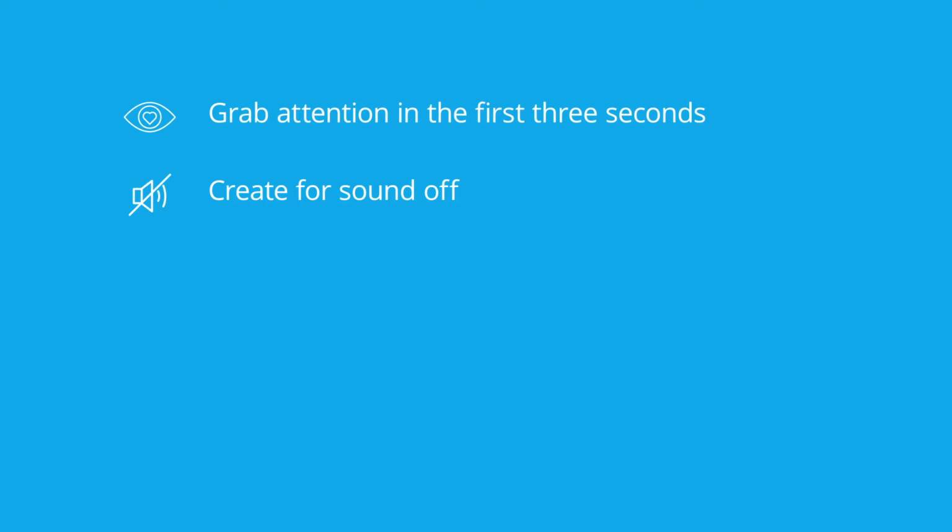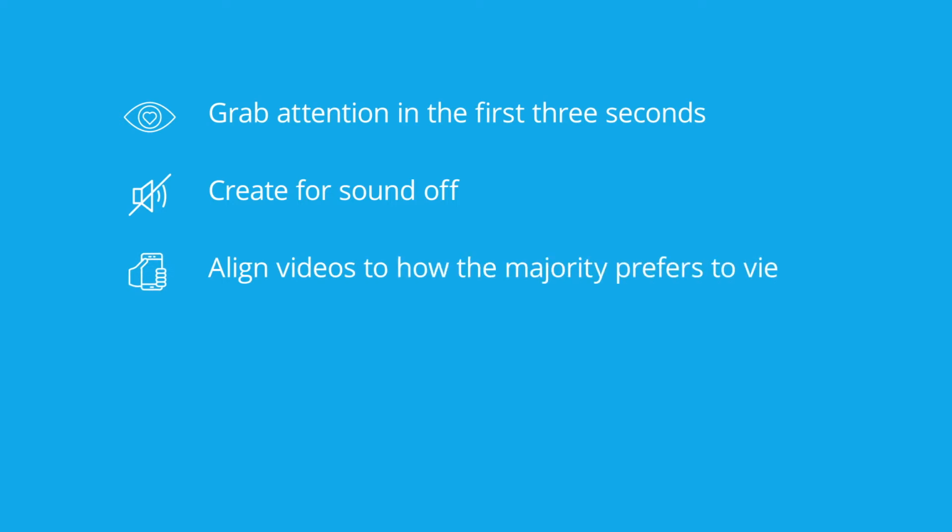An incredibly high number of users view social content on mobile devices and scroll vertically on their mobiles. Therefore, it's essential that marketers align their videos to how the vast majority of users prefer to view them. Essentially, this means shooting for vertical views on mobile. Doing this will have the greatest impact on consumer engagement.